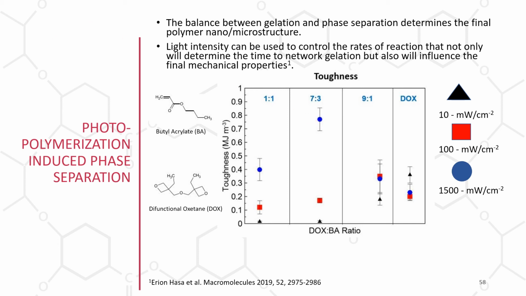What Arianna found is that the balance between gelation and phase separation determines the final polymer nano microstructure, and also the light intensity can be used to control the rates of reaction. That will not only determine the time to get gelation of your network, but also influence the final mechanical properties.